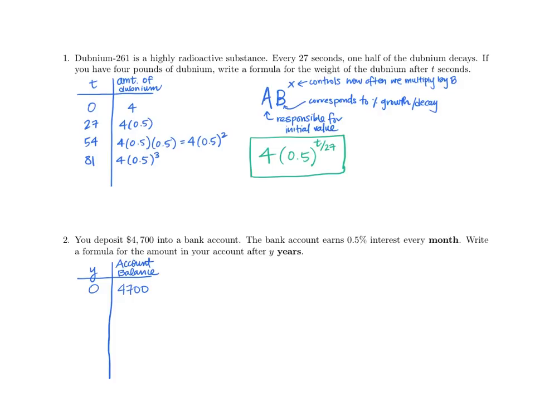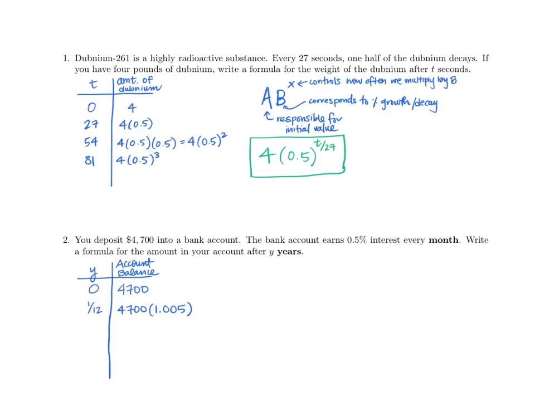And so what does that mean? Well, after a month, how much has passed in terms of years? A 1/12 of a year has passed. So Y is equal to 1/12 at this point in time. And how much money is in the account? Well, 4,700 times 1 plus 0.005. That is the multiplier that you need to use to calculate 0.5% interest.